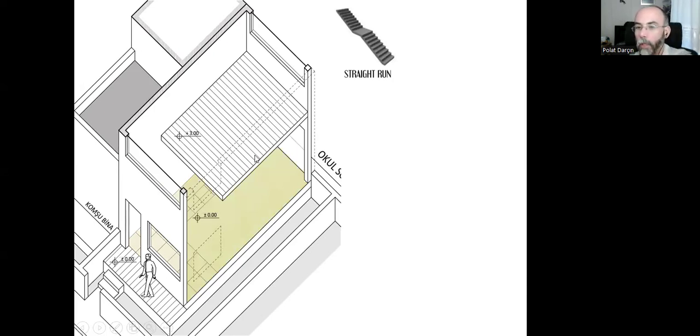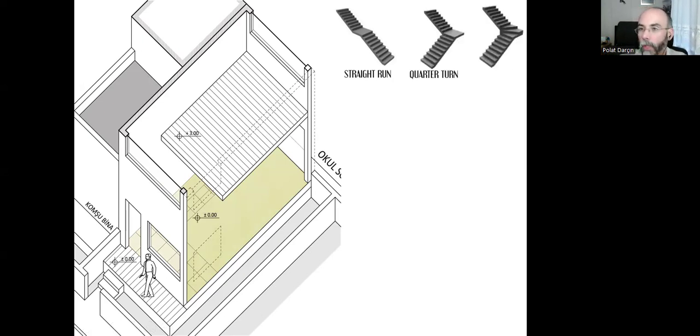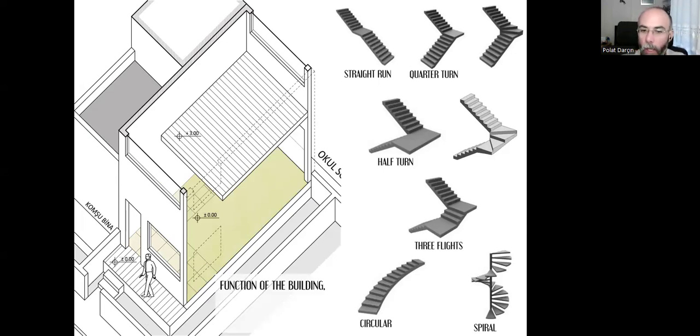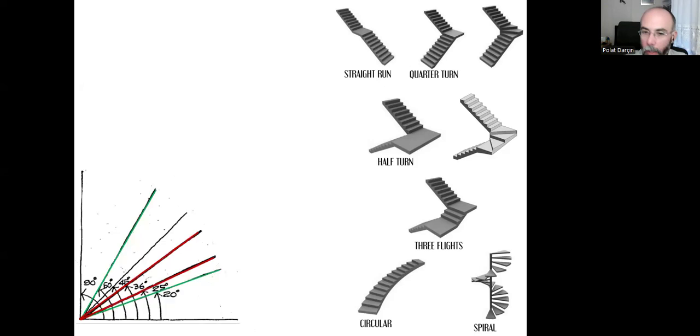First of all, we need to design the stairs. We can make a decision about the form of the stairs. We have all these options, and let's try some of them and see what we are faced with. While making that decision, we need to take into consideration the function of the building, the properties of the user, and the relationship with spaces, volume, and area.